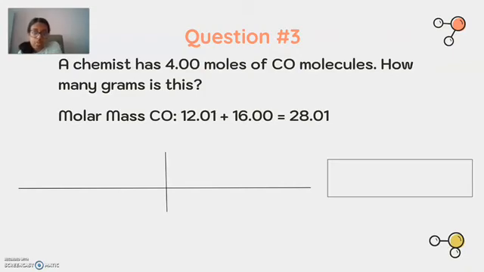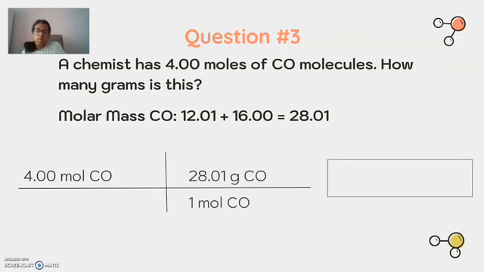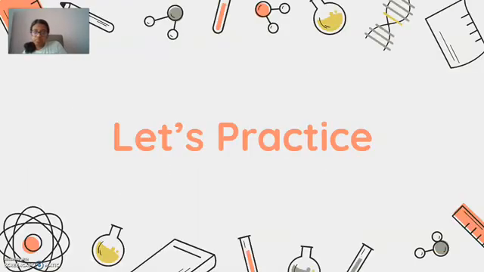A chemist has 4 moles of CO molecules. How many grams is this? So once again, first we find the molar mass, and we get that to be 28.01 grams per mole. We do 4.0 moles of CO, and we say that 1 mole is equal to 28.01 grams. Units cancel, and then we multiply and we get 112 grams of CO.